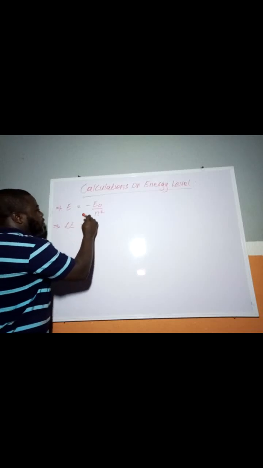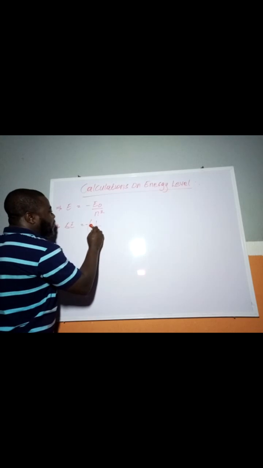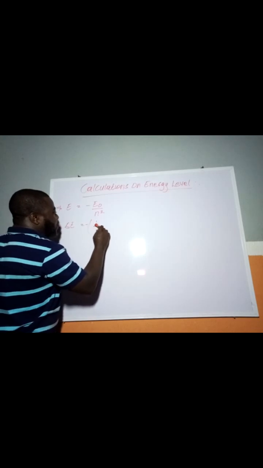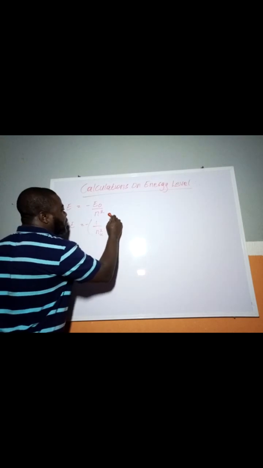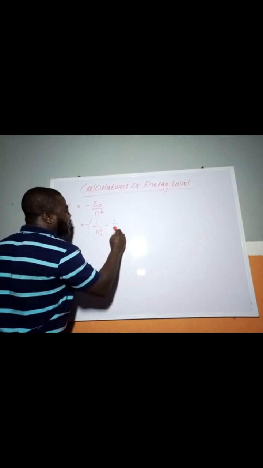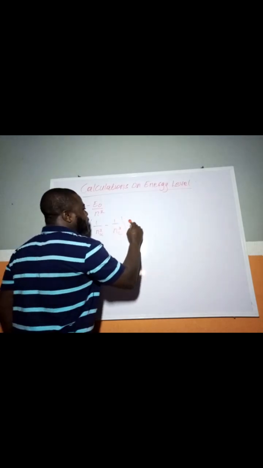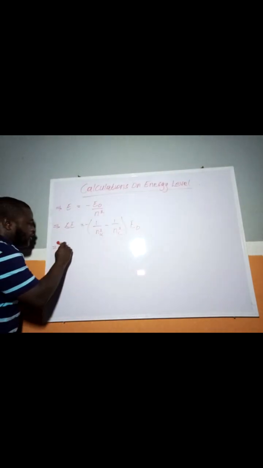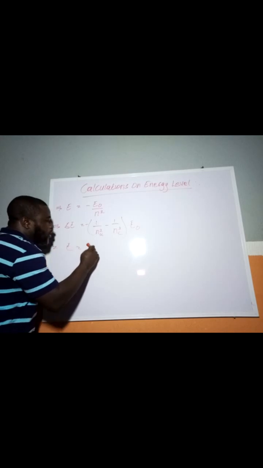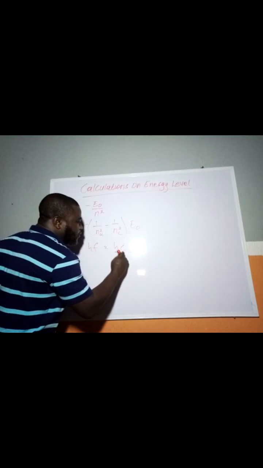Now be equal to, open bracket, minus 1 over n upper squared, then minus 1 over n lower squared, all multiplied by E naught. Now when we have E equal to what? HF, which is now equal to HC over lambda.